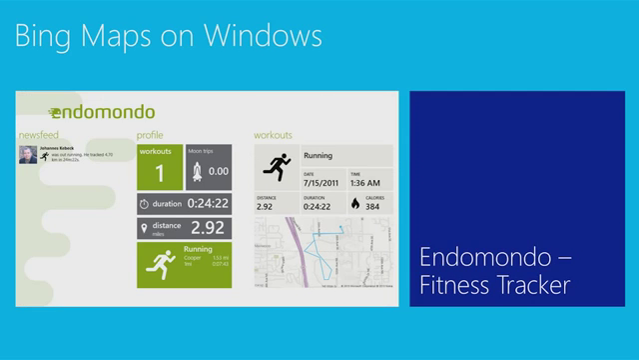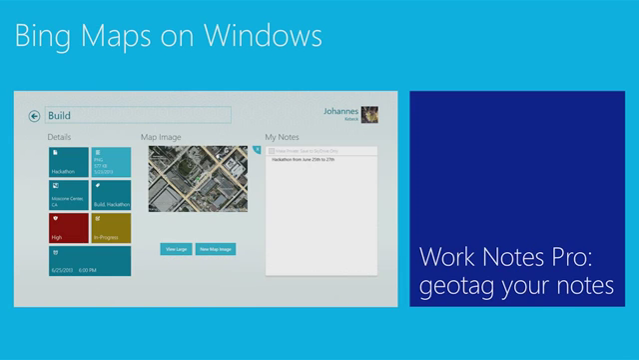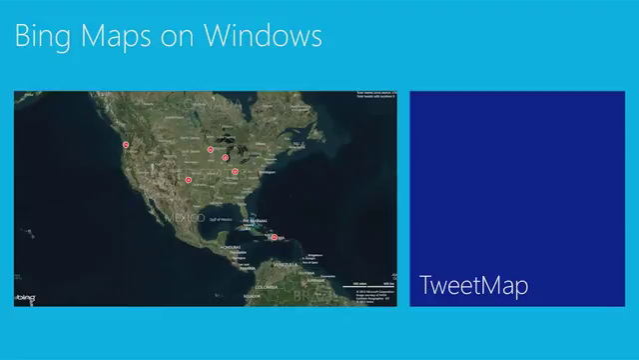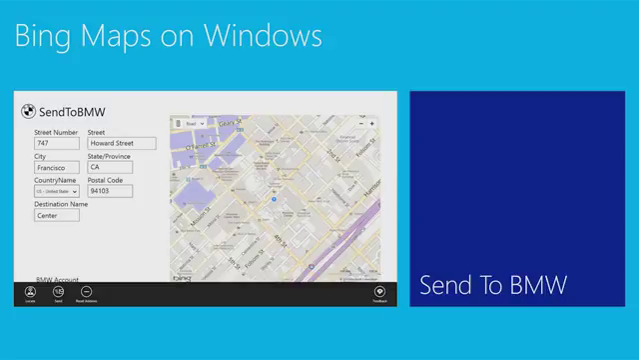There are applications that allow you to track your personal fitness activities and visualize the routes and the performance that you had in the context of a map. There are applications that allow you to geotag your notes and show them in the context of a map. There are applications that highlight certain keywords on Twitter and allow you to follow the buzz on the social networks. Other applications allow you to send locations directly to your car and then pick it up there from the navigation system and guide you through your new location.